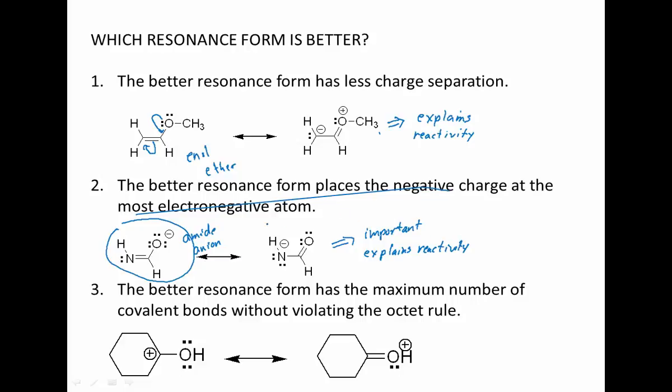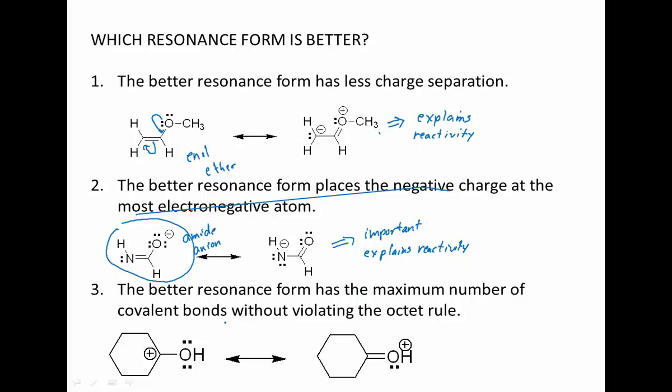As far as how this compound looks, well, it looks like this. If you took an X-ray structure, it would show more like a carbon-oxygen single bond and a carbon-nitrogen double bond. The better resonance form would have the maximum number of covalent bonds without violating the octet rule.